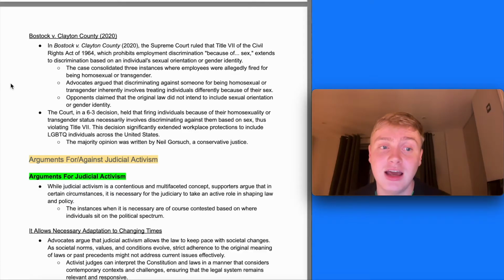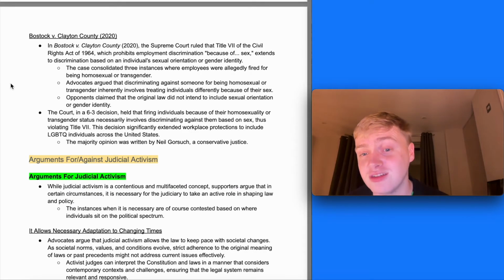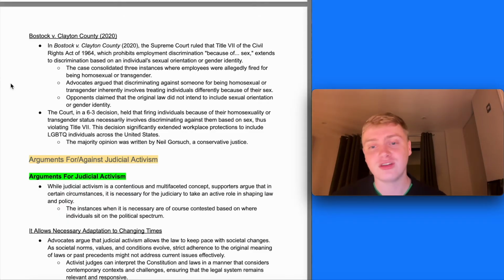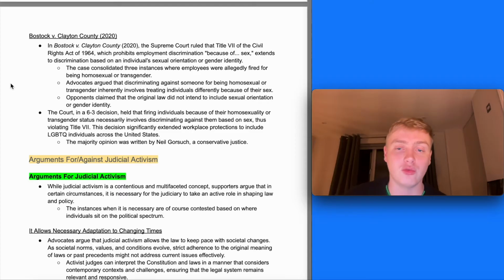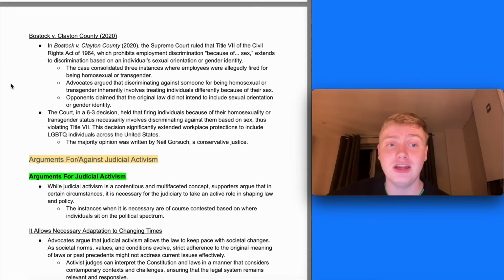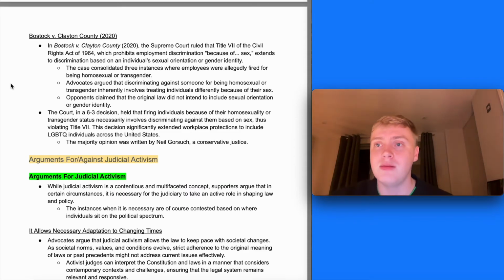And the majority opinion was written by conservative Justice Neil Gorsuch, which shows how it's not necessarily always a completely political decision. It can also be very much a judicial one, and shows that potentially Gorsuch had a respect for individual rights, even if some conservatives didn't agree with the ruling.